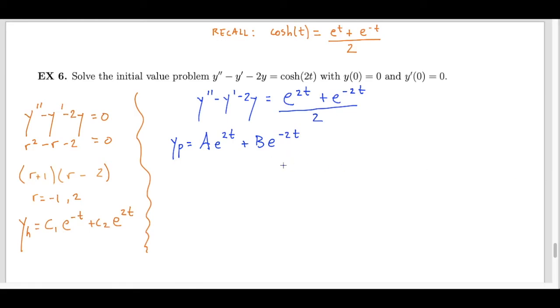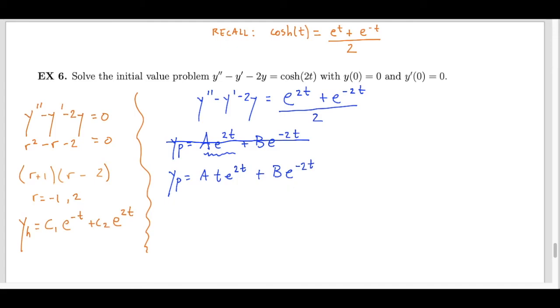I note that I do have repetition between this e to the 2t term in my y sub p and the same term in my y sub h. So that'll force me to modify my y sub p. I've introduced a t on that term to eliminate that repetition. The second term here, which is not repeating anything in my y sub h, just gets left alone.